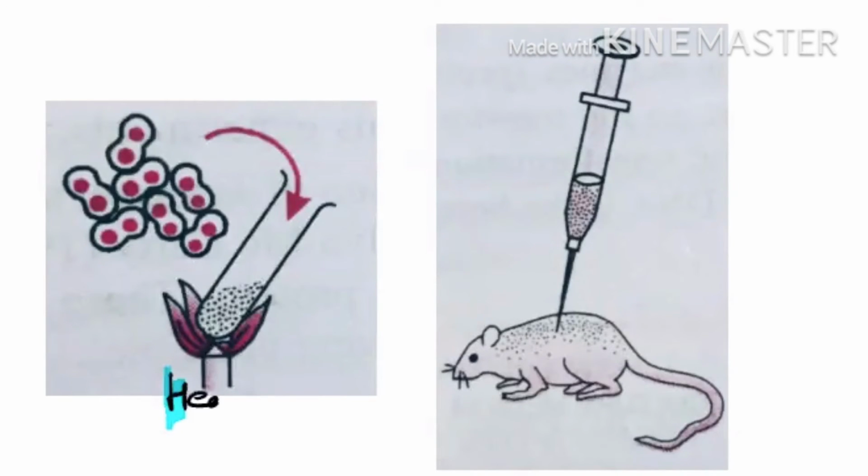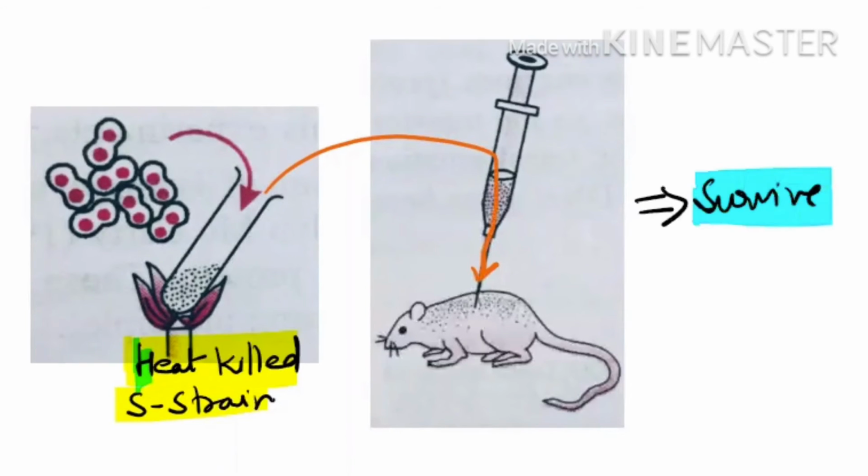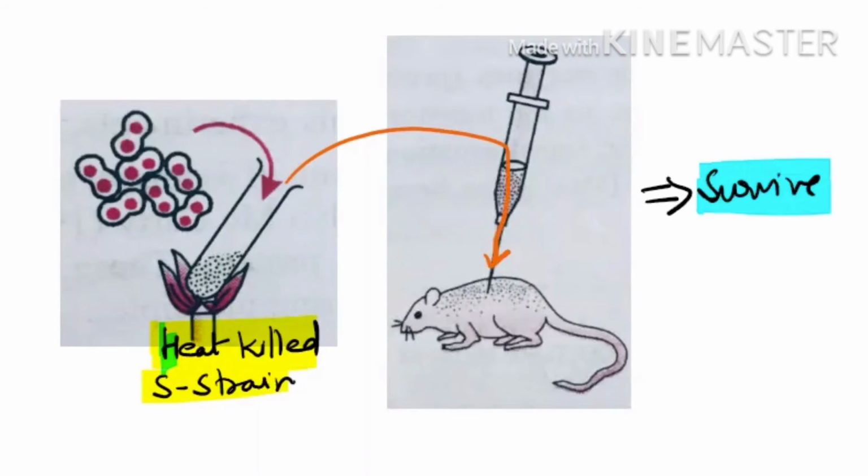In the next experiment, see the diagram, he is killing the bacteria. He is using heat-killed S strain, and this heat-killed S strain is injected into the mice. The result was that the mice survived. So up to here we have done three experiments. With the R strain the mice survive, with the S strain the mice died, and with heat-killed S the mice survived.